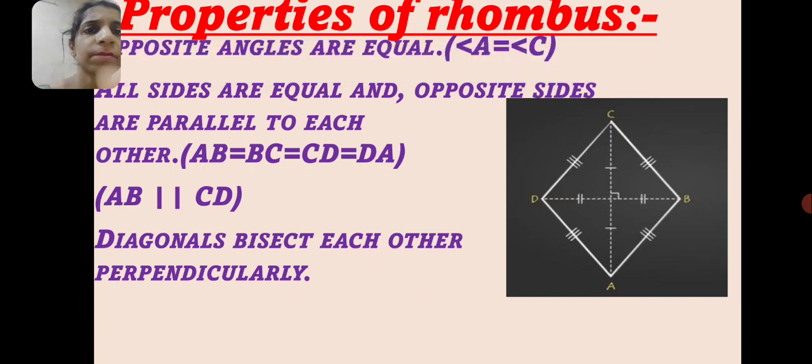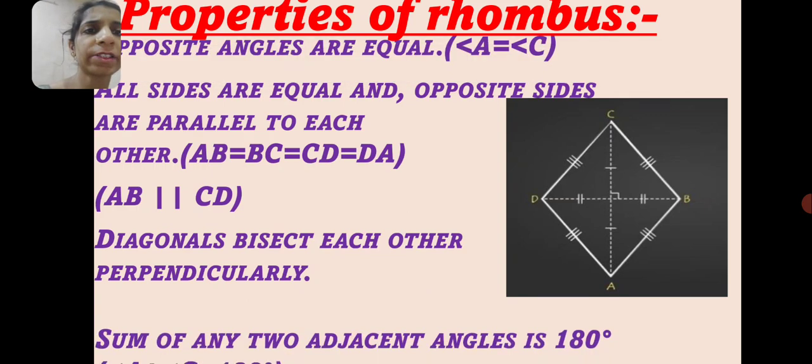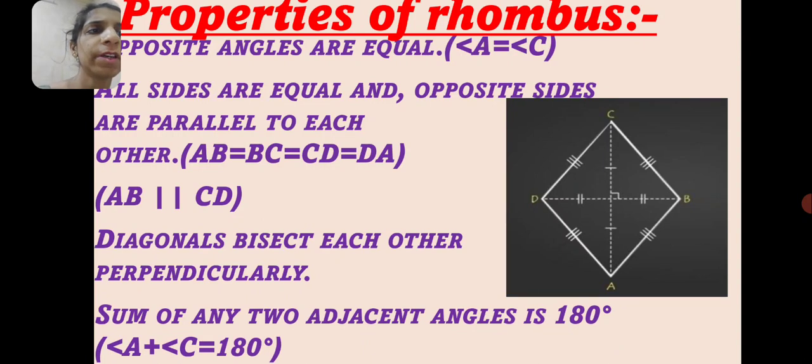Next, diagonals bisect each other perpendicularly, where segment AC is perpendicular to segment BD. Or segment AC bisects segment BD at a right angle at O, you may call that O.